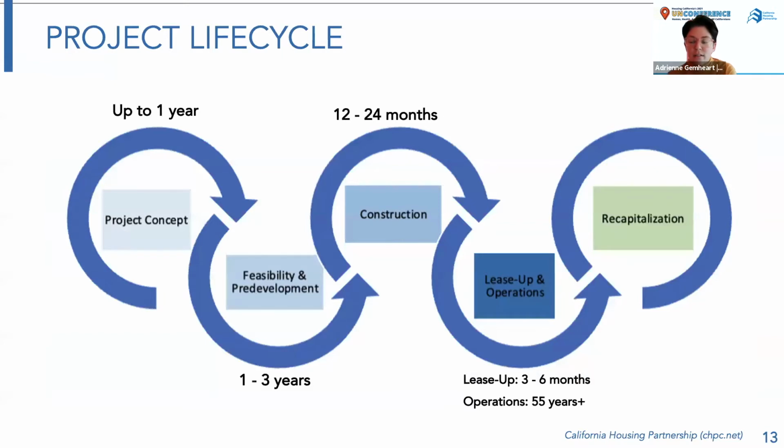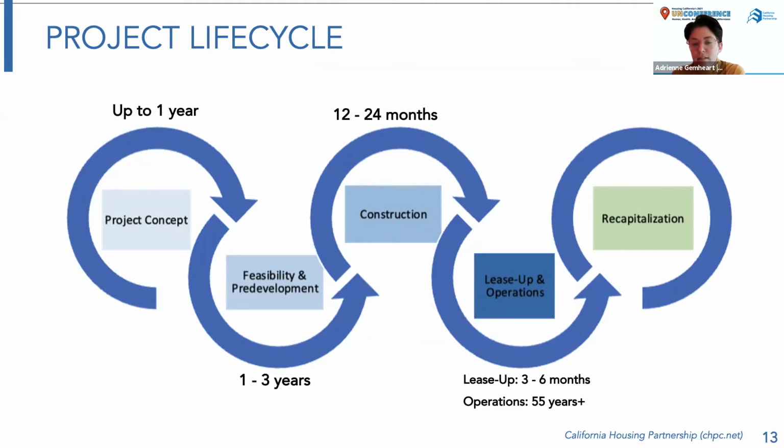All right, so now we are going to start moving through the project life cycle. In the beginning of a project, it really starts with an idea or a concept. When your organization is contemplating moving forward with a development project, some of the questions you might ask initially are: is this project mission aligned? Is it going to further our mission? Is the timing right for the organization? And what is our goal and vision for this project? That process might take around a year.